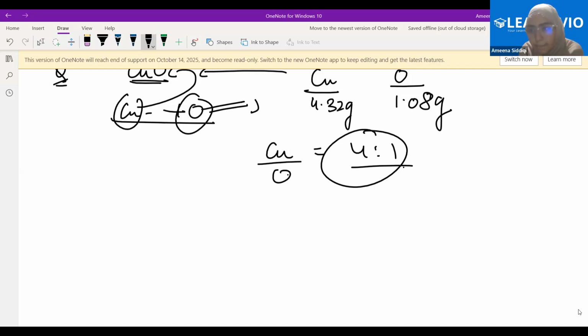Are you getting it? Can you show the question again? So in the second case, you have the total mass as 2.30 grams. You will subtract 1.84 grams. You will get the mass of the oxygen. So 1.84 grams divided by the mass of the oxygen, you will get the ratio. Understood? Yes, ma'am. Yes, ma'am.